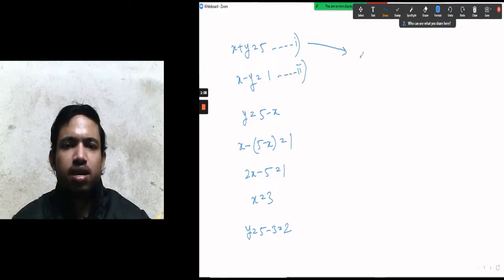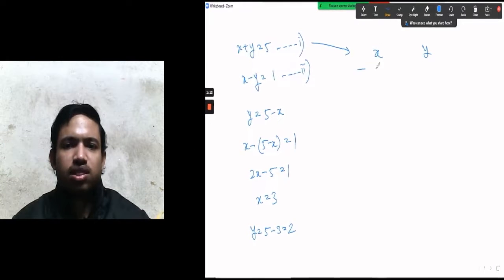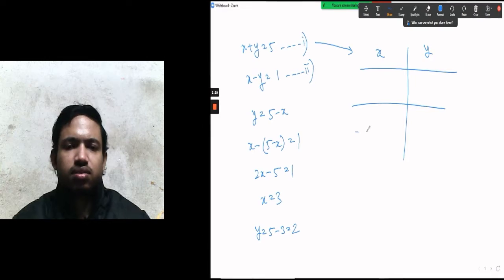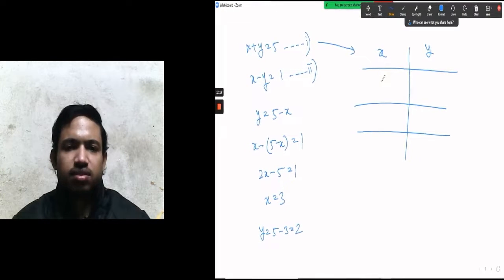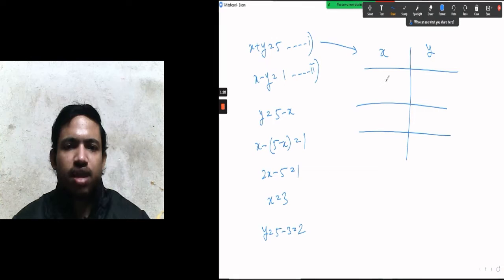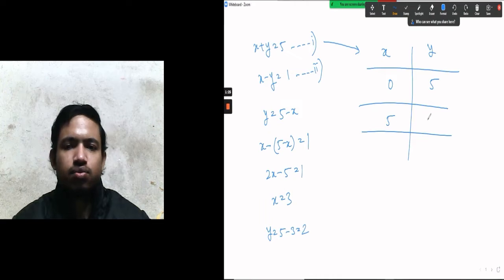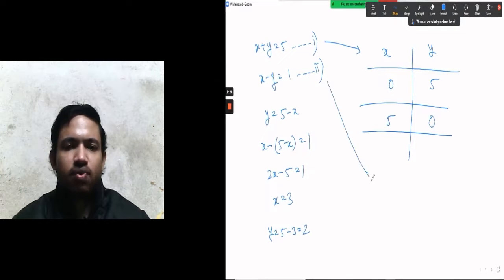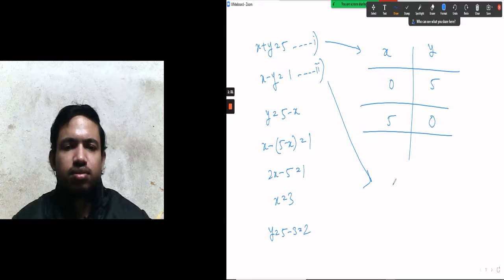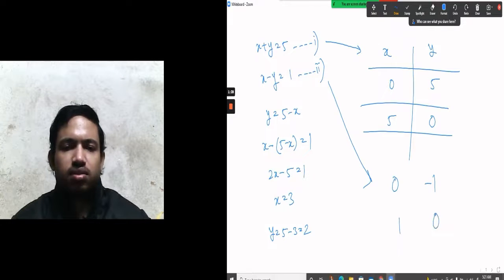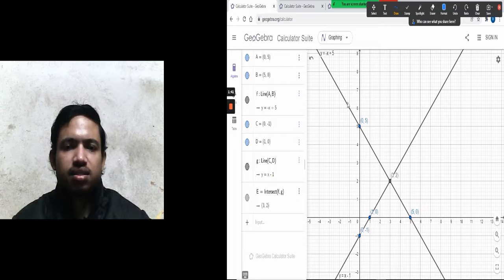At first, make a table of y values for different values of x. In the first equation, substituting x equals 0, we get y equals 5. Similarly, for x equals 5, we get y equals 0. Similarly, for the second equation, for x equals 0, y equals minus 1, and for x equals 1, y equals 0. Here, this straight line represents the first equation and this straight line represents the second equation.